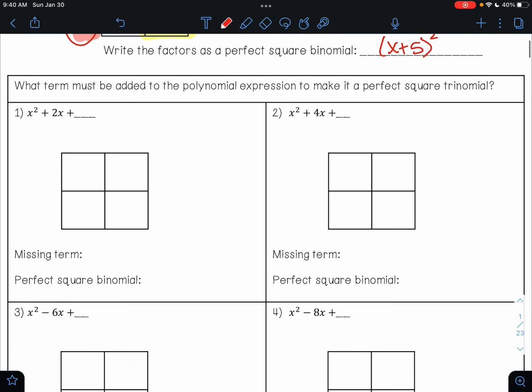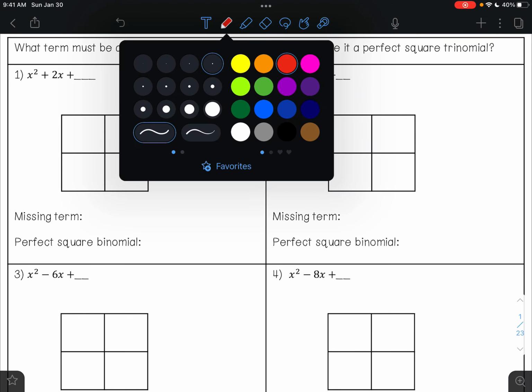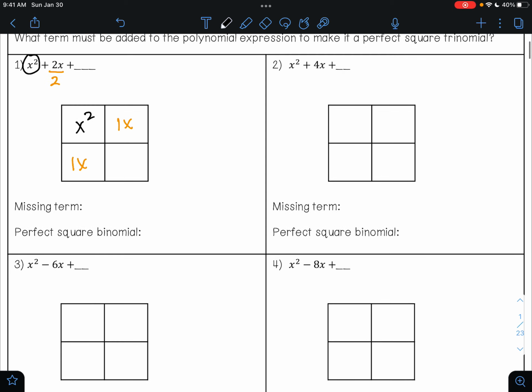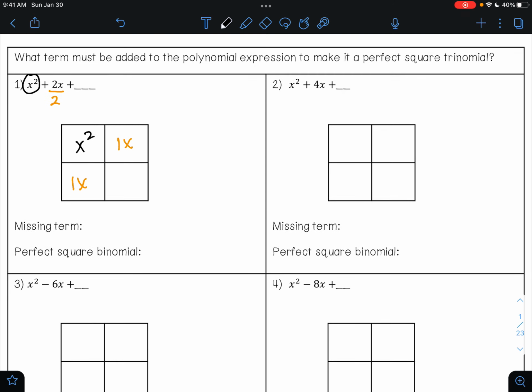Let's try that again on example 1. So our first step is to always take half of our b term. Half of 2x is 1x. So I'm going to have 1x here and 1x here. You also want to make sure that you take your first term and put it in the first box. Now that we have this set up, we can start factoring. The greatest common factor in my top row is x. The greatest common factor in my left column is x.